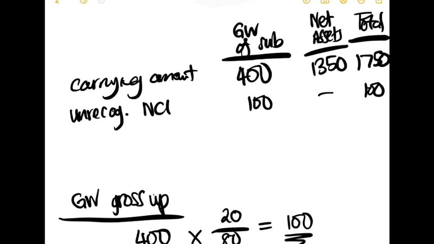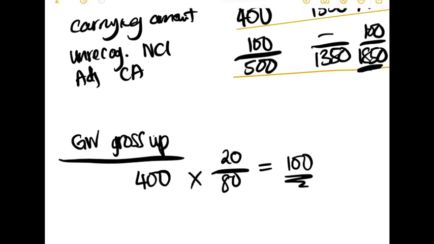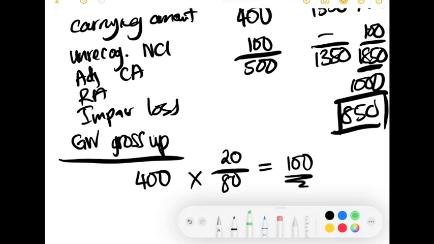Once we've done the gross up, we now have our adjusted carrying amount: goodwill of 500, net assets of 1350. That gives us a total of 1850. That is our adjusted carrying amount, and this amount we now have to compare to the recoverable amount. Our recoverable amount, which was given, was 1000. That means we have an impairment loss of 850. This is the impairment loss that we have calculated over here.